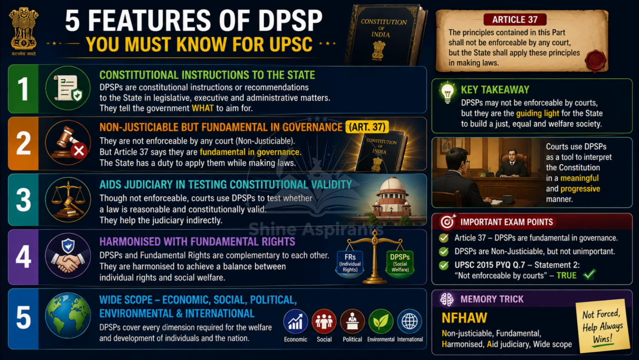Feature 4, they are harmonized with fundamental rights. We'll see the entire evolution of this relationship later with landmark cases. Feature 5, their scope is massive: economic, social, political, environmental and international principles. Full 360-degree coverage of what a modern welfare state should do.